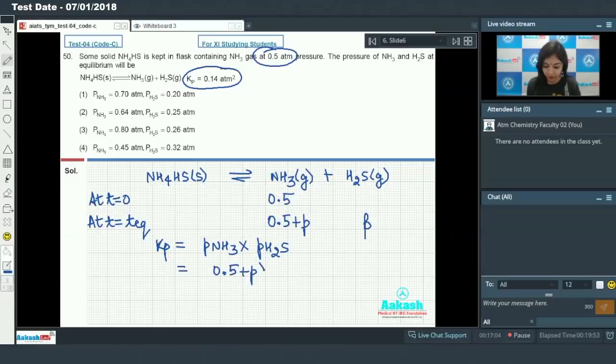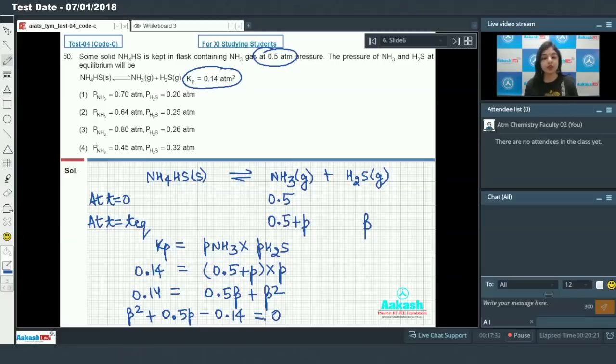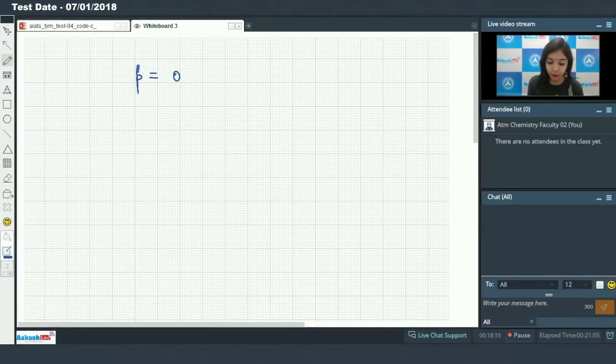0.5 plus P into P, which is equal to 0.14. Theek hai? Ab isko solve karo to 0.14 is equal to 0.5p plus p square. ठीक है? अब इसको rearrange करो equation को, it will come out to be p square plus 0.5p minus 0.14 equal to 0. So now you have a quadratic equation with you. So solve this quadratic equation. You will get two values of p. एक होगी 0.2 and the other will be minus 0.7. So negative mein pressure is not possible, so it is discarded. So the value of P will be 0.2 atmosphere.